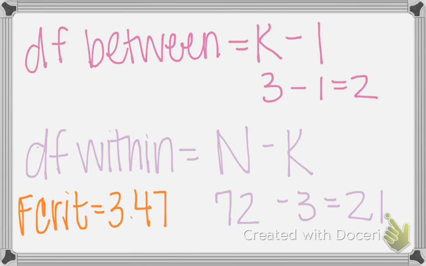Therefore, we have 24 participants, and we have 3 groups. 24 times 3 is 72, minus 3 from the 3 treatments: the poor teacher, the average teacher, and the good teacher, and that equals 21. The numerator is the between DF, so that's 2, and the denominator is within DF, so that's 21. On your F table chart, you will go over at the top for 2, go down to 21, and you will see your critical value 3.47.